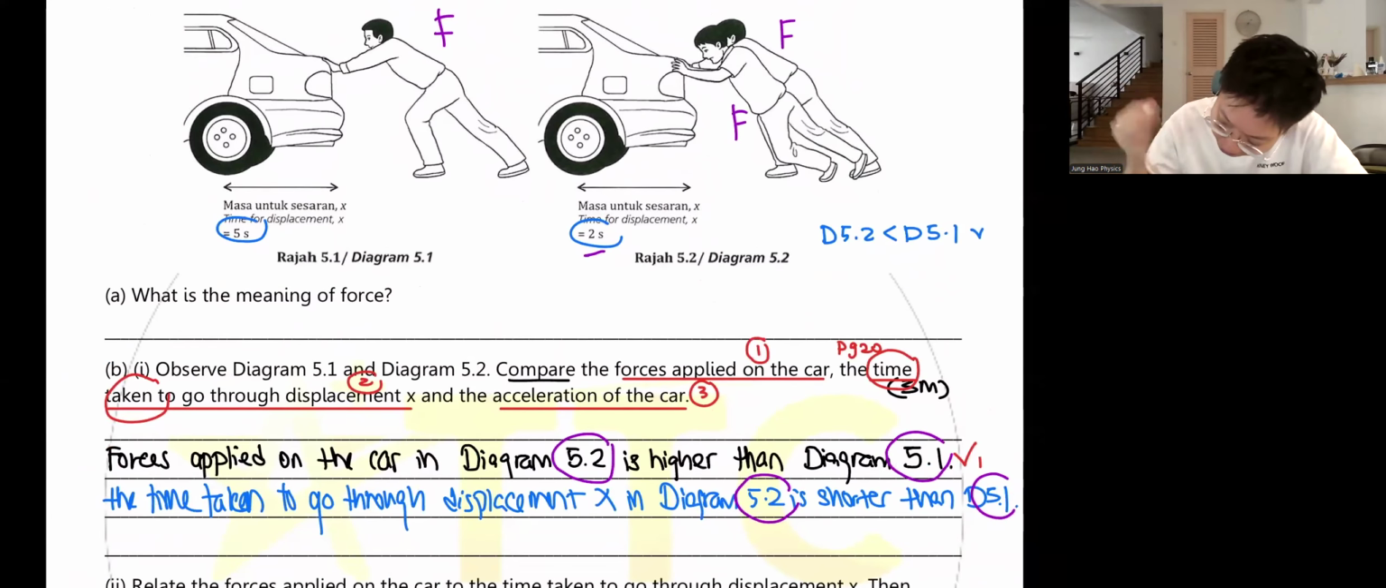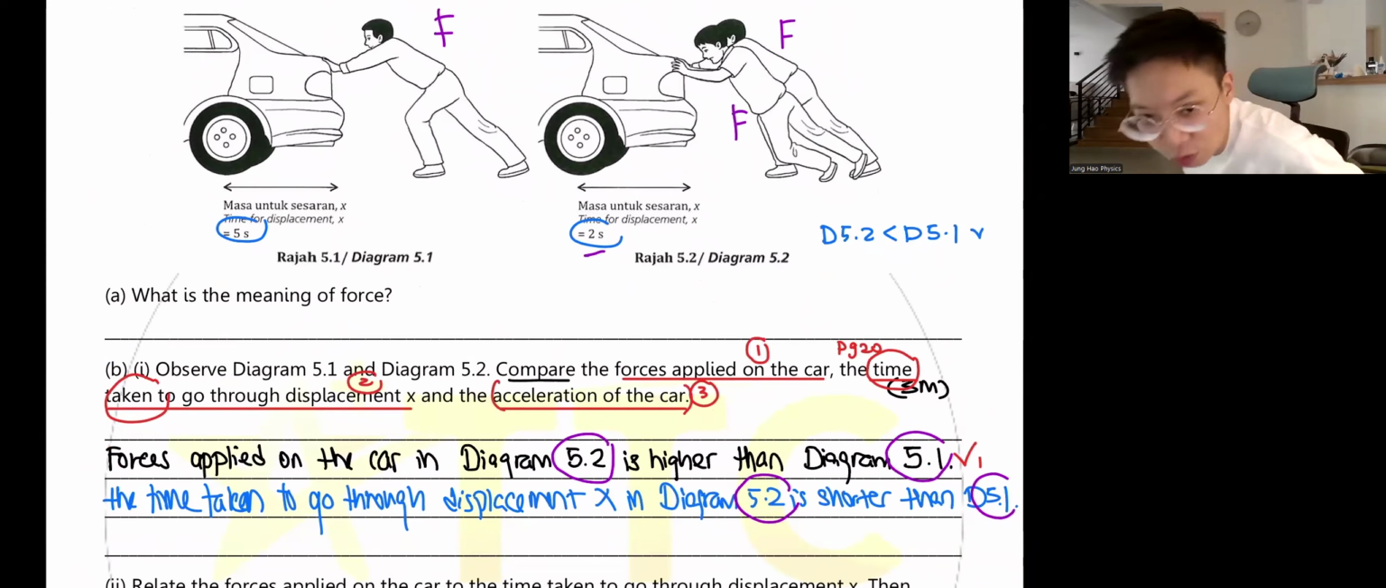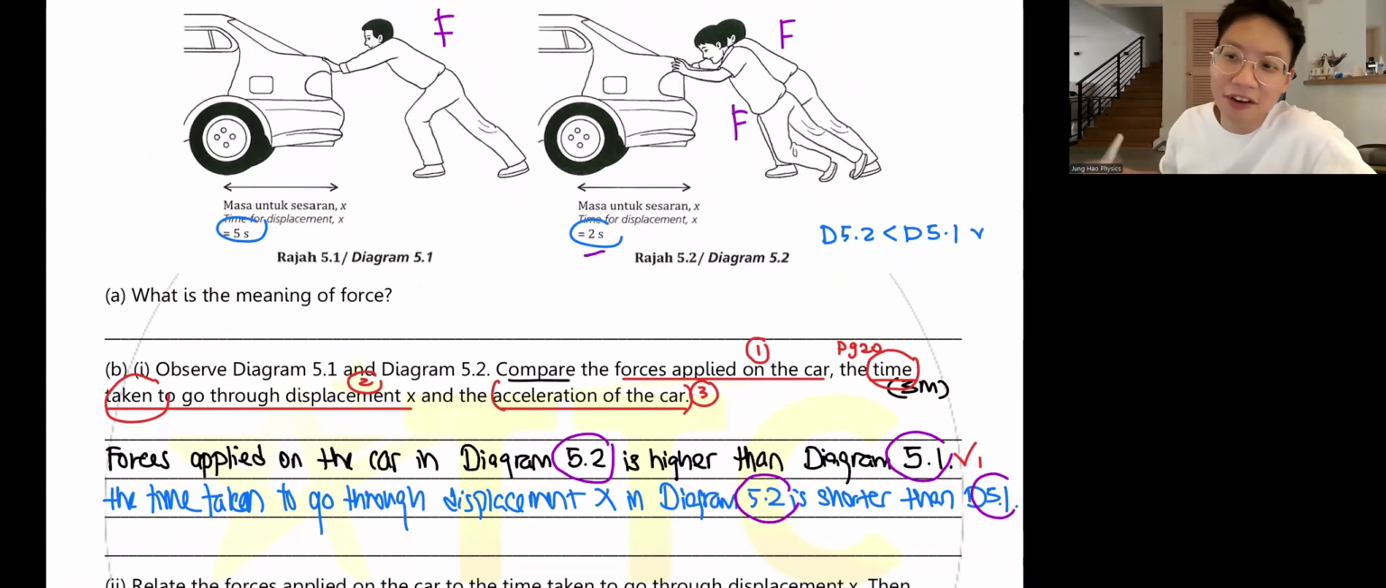Then the last one will be the acceleration of the car. Okay, guys, so which car will accelerate faster?